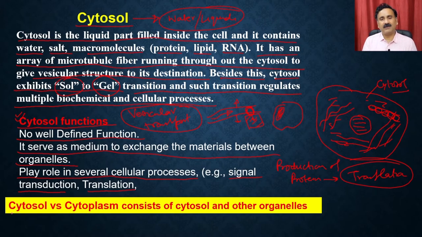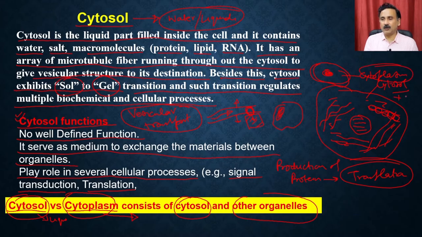Now, one thing which people very often use interchangeably is the terms cytosol and cytoplasm. There is a big difference between the cytosol and the cytoplasm, and it is very important that you get clarification. Cytosol is the liquid part, whereas the cytoplasm consists of the cytosol and all the other organelles. So if you take the cell, it has a nucleus, right? Outside this nucleus, whatever you have is called the cytoplasm, which contains the cytosol and also the different types of organelles. So it is very important to understand that you should say cytosol when you are talking about the liquid part, and you say cytoplasm when you are talking about the content outside the nucleus.